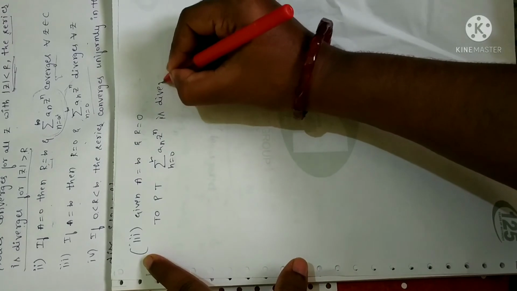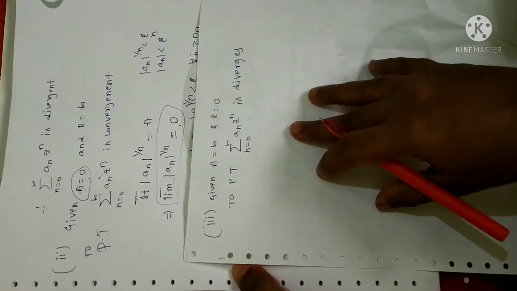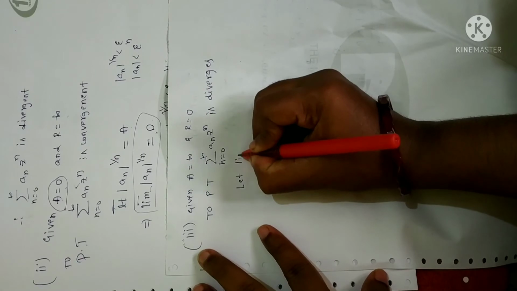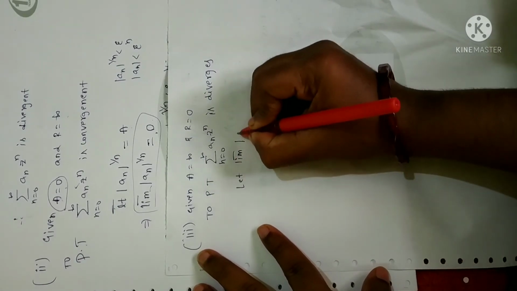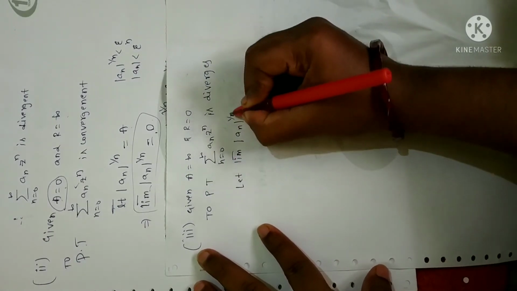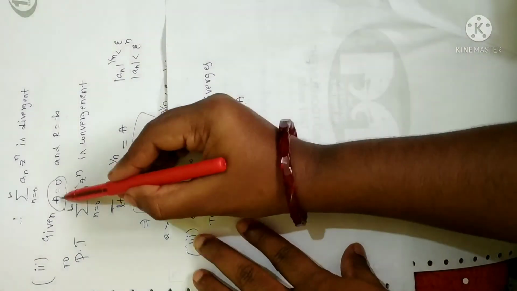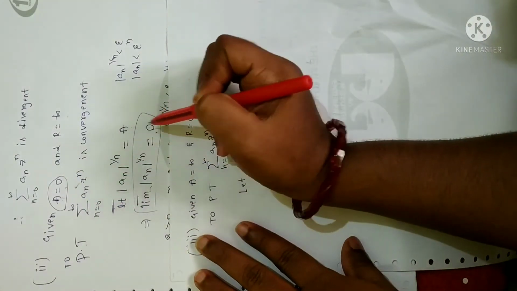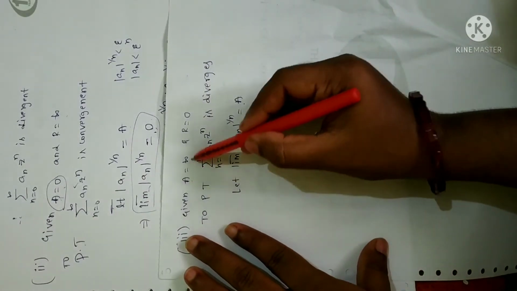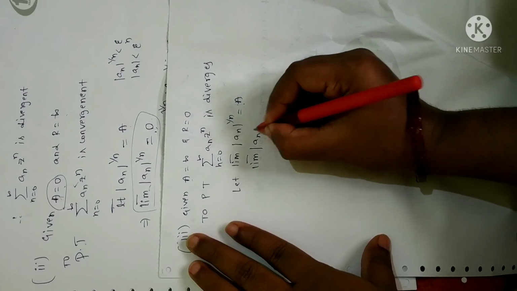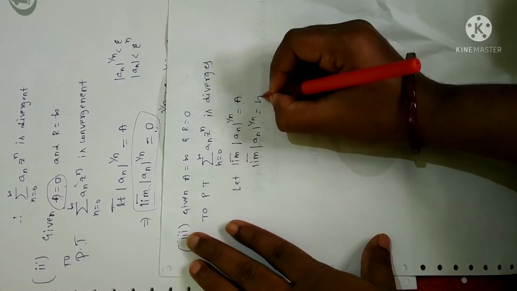Diverges. So this is what we require to prove. Now what we have done in the second case, let me follow the same. First we have to assume, that is, let limit supremum of magnitude of a_n to the power 1 by n be a. Right? Now here what is the value of a in the second case? It is 0. So that is why I have substituted 0. Here the a value is infinity. So let me substitute infinity. Limit supremum of a_n power of 1 by n is equal to infinity.